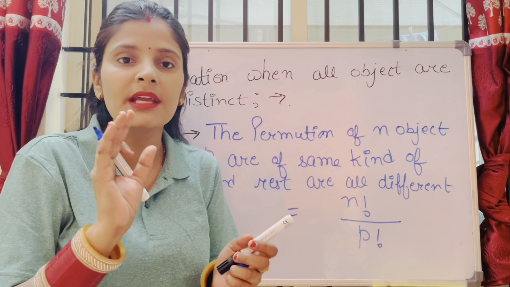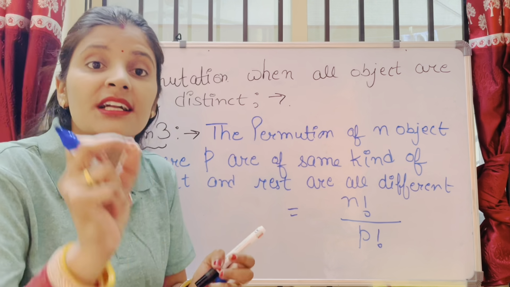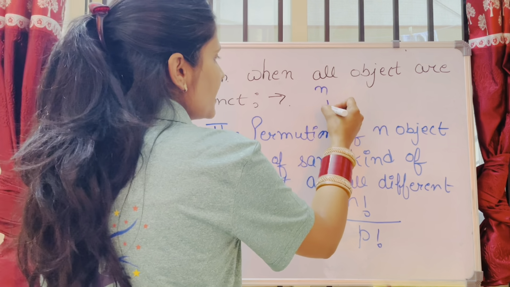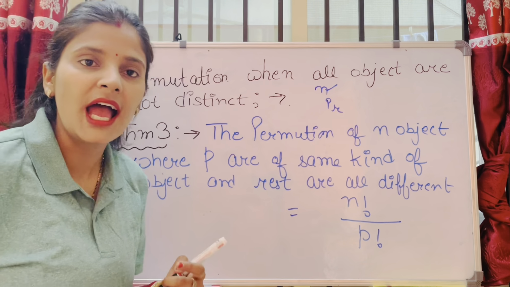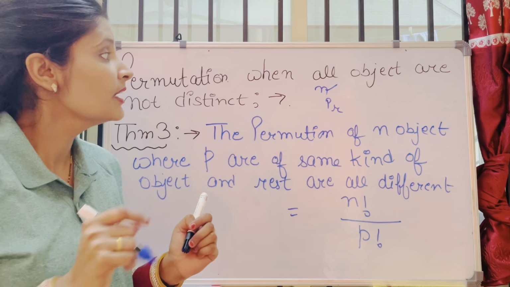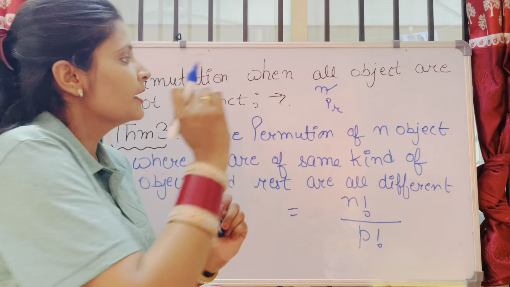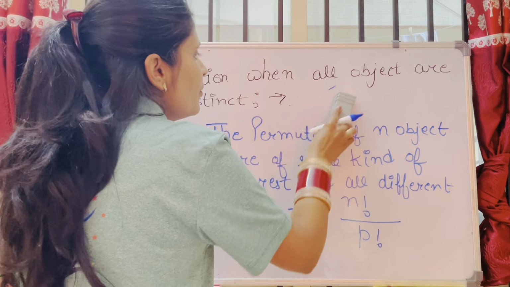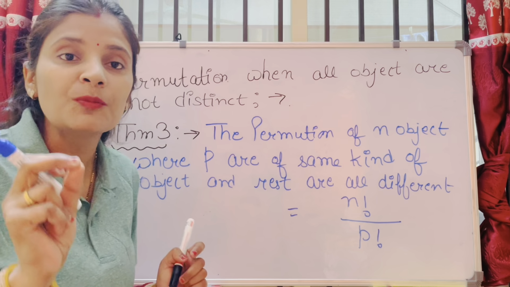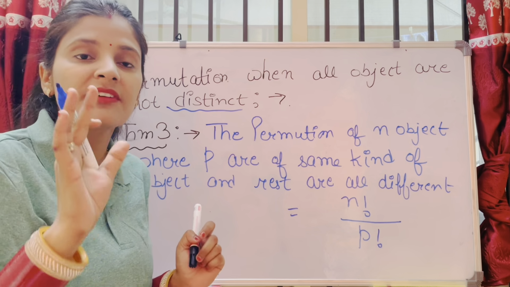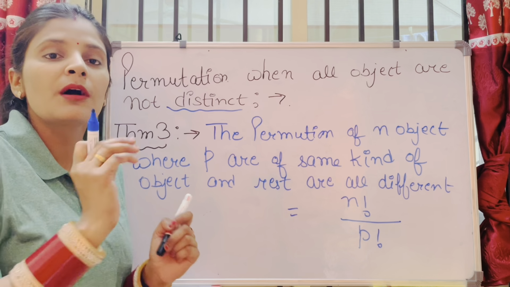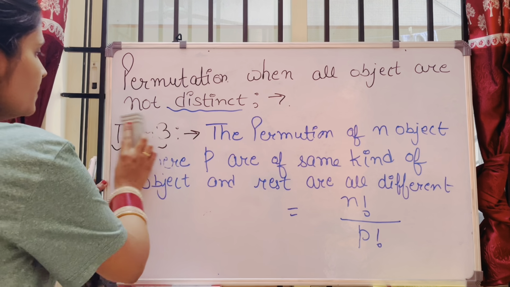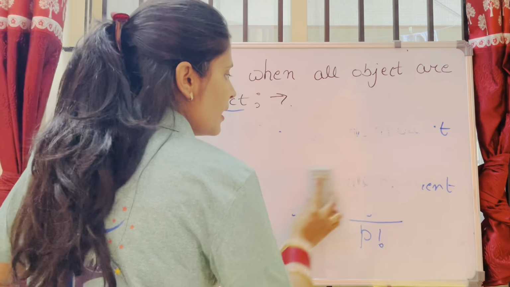In the first and second theorem we discussed permutation of n different objects taking r at a time, or all taking at a time. The permutation of n different objects, taking r at a time. But this third theorem talks about permutation when all objects are not distinct, not different, some elements would be of the same kind, right? So let's understand by example.